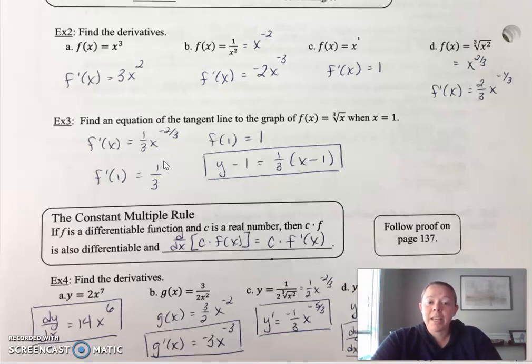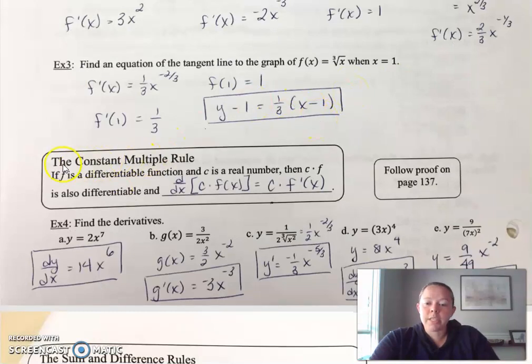But I'm not done. Now I need to write the equation. So then you'll want to plug 1 into your original function to get the ordered pair, and that's what this is. So now I have a point and I have a slope. So y minus 1 equals 1/3 times x minus 1. So the slope of the tangent line comes from the derivative. The ordered pair comes from the original function.